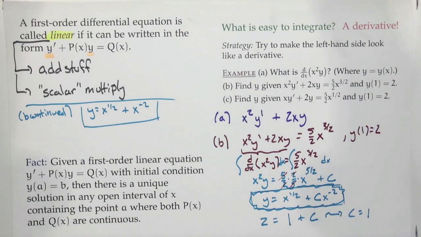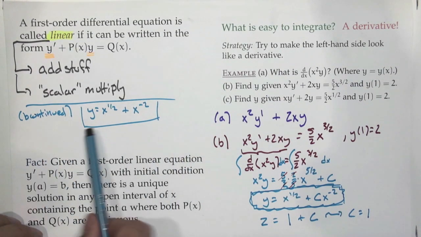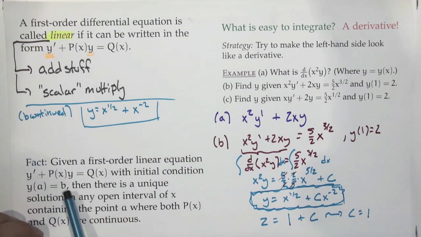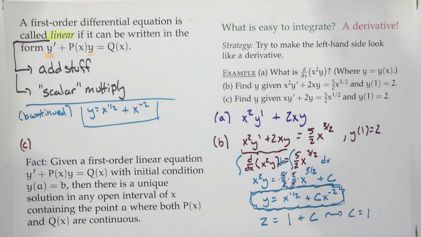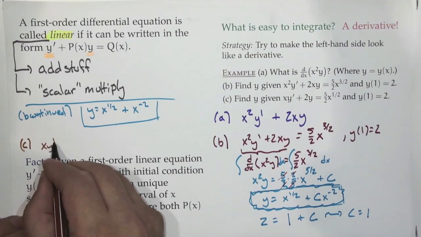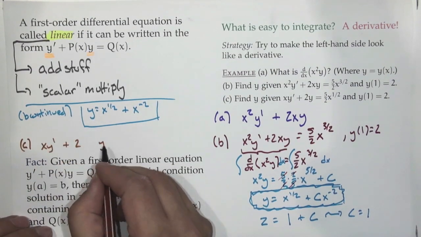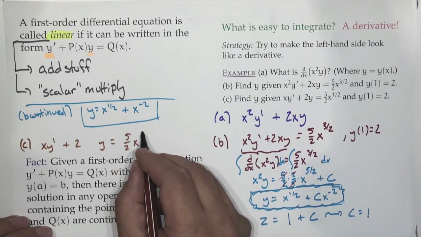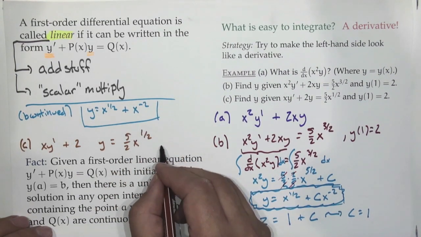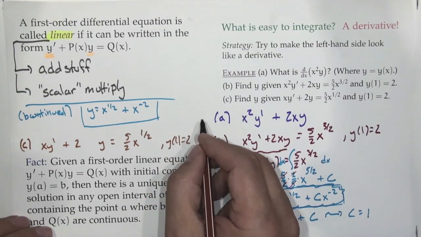There's still part C left, Steve. And you've left yourself no space. It's not true. I have space. Right there. That's all the space I need. Part C. And now a similar problem. Find y given that xy prime plus 2y is equal to 5/2 x to the 1/2, and that y of 1 equals 2.